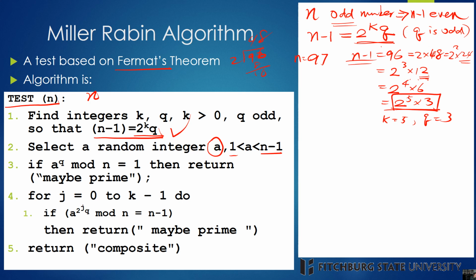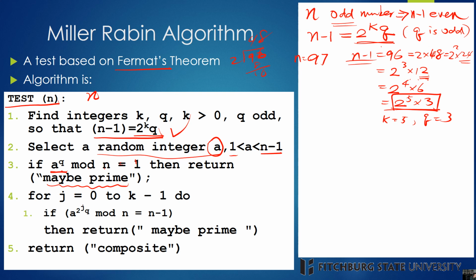Now, for any randomly selected integer a, if a to the q mod n is 1, then we can say n is probably a prime. I say maybe a prime. The tester can return, say, maybe a prime.